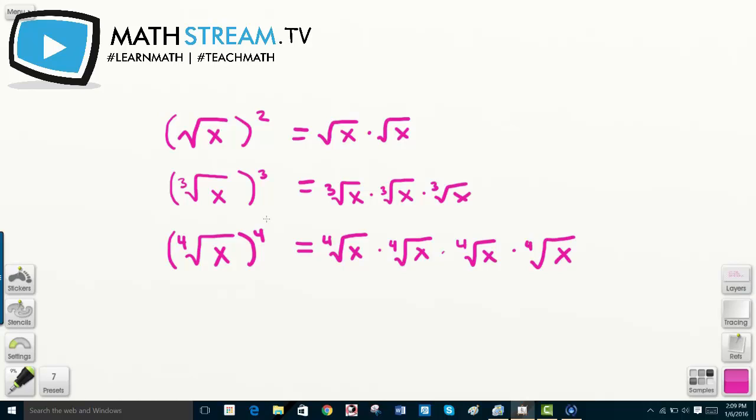Yeah. Okay, let's use the rules of multiplication and simplify it to just one radical. So instead of having 2 of these, this really is the same thing as having 2 x's under the same root. The second example is really the same as having 3 x's under the same root. And the 4th example is like having 4 x's under the same root.